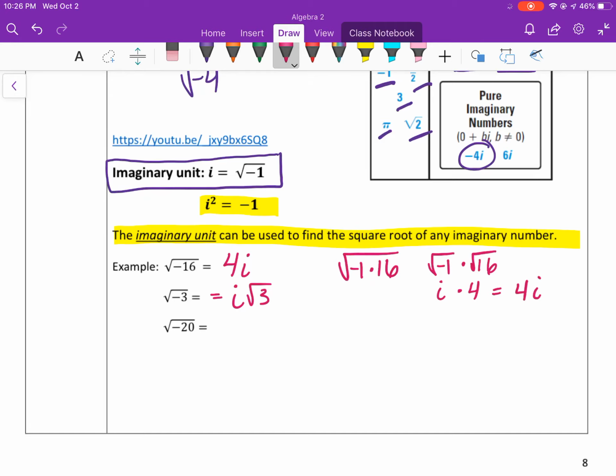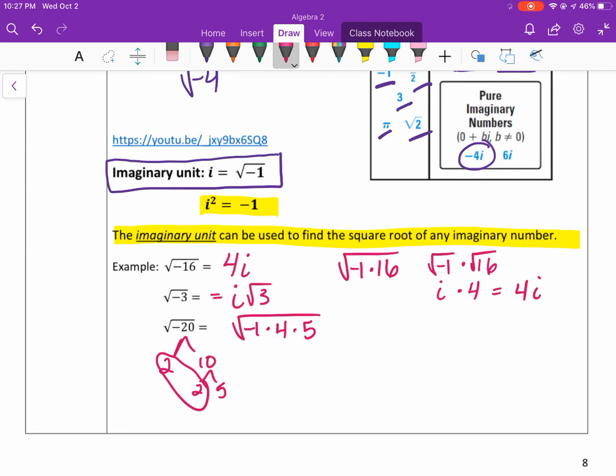Square root of negative 20, do you remember breaking these down? Factor tree. I know my former Algebra 1 students should remember this. You had to break out of jail is how I taught it. So 2 times 10, 2 times 5, you can grab a pair of 2's there. Or you can think of it like this. You could write negative 20 as negative 1 times 4 times 5.